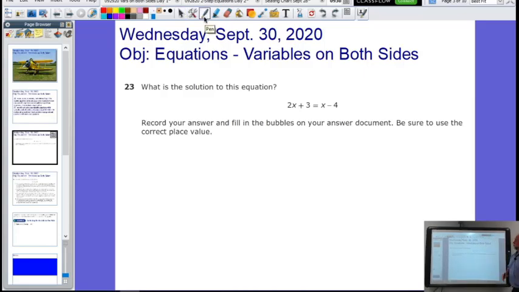So it says, what is the solution to this equation? Record your answer and fill in the bubble. So this is one of those gridables. You can't even fake your way through this one, where you actually have to solve it.